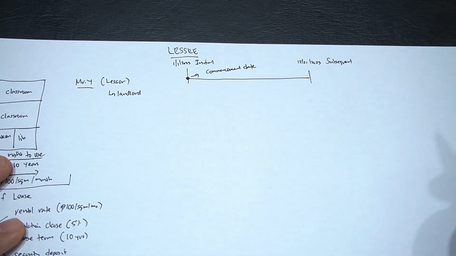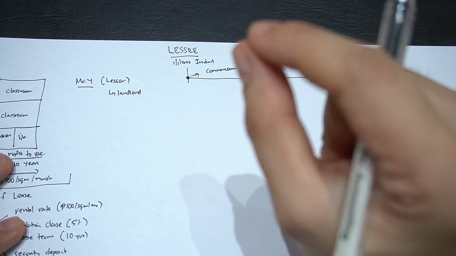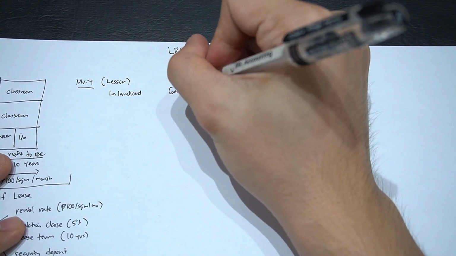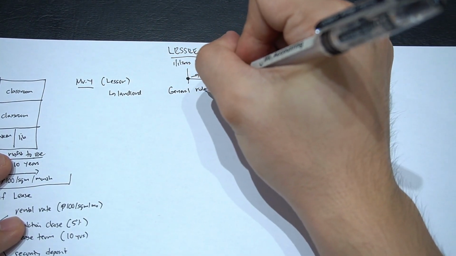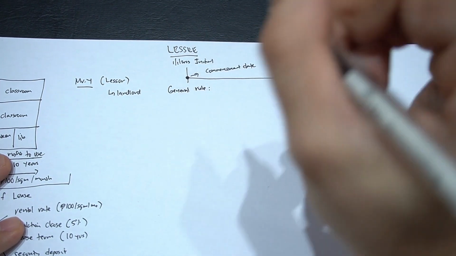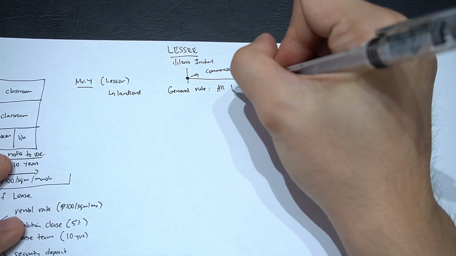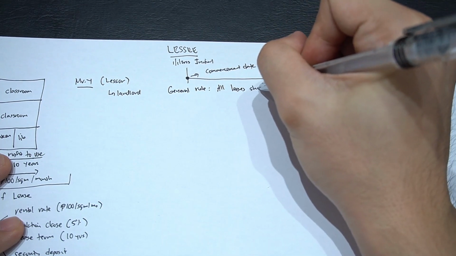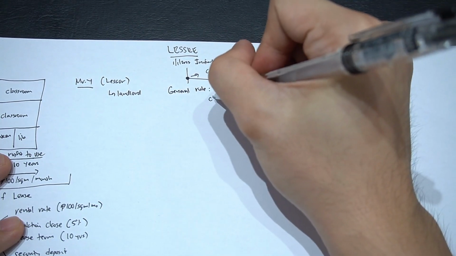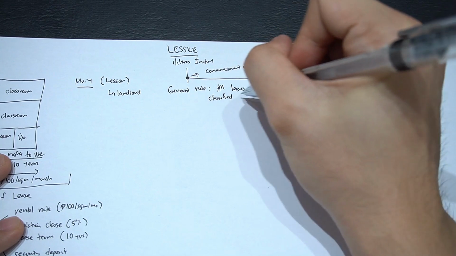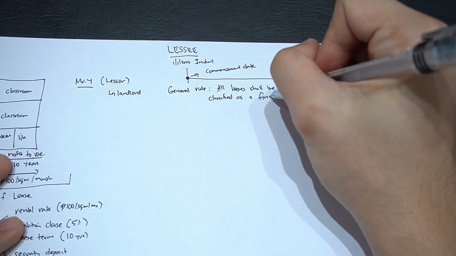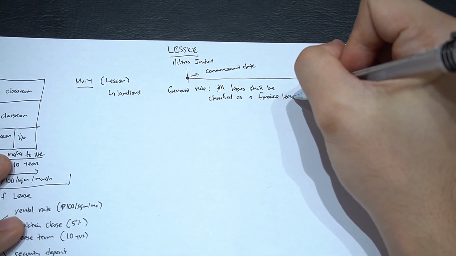Okay? According to IFRS 16, this is the general rule for the lessees. The general rule is, tandaan mo 'to class, all leases shall be classified as a finance lease. Okay?